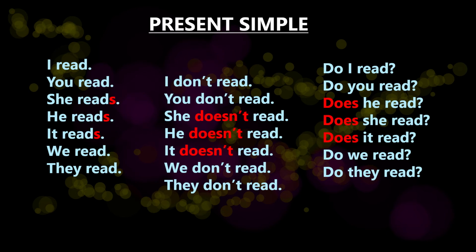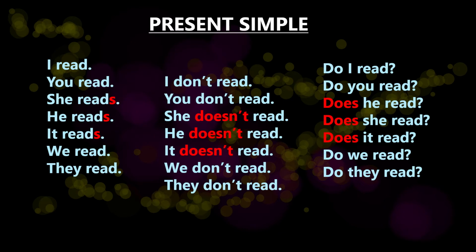All tenses with the verb read. Present simple. I read, you read, she reads, he reads, it reads, we read, they read. I don't read, you don't read, she doesn't read, he doesn't read, it doesn't read, we don't read, they don't read. Do I read? Do you read?